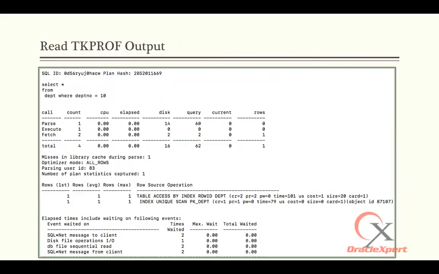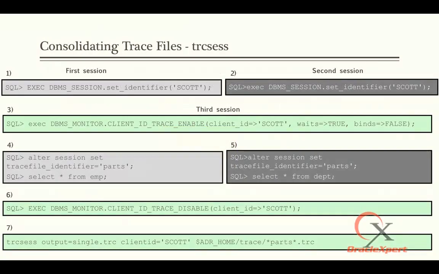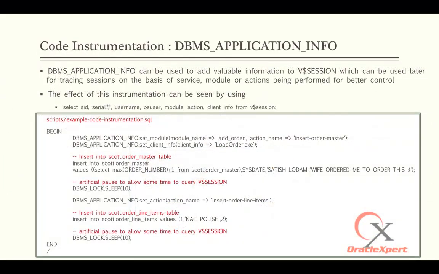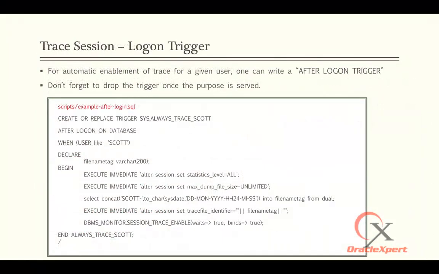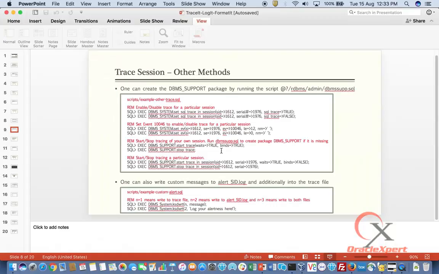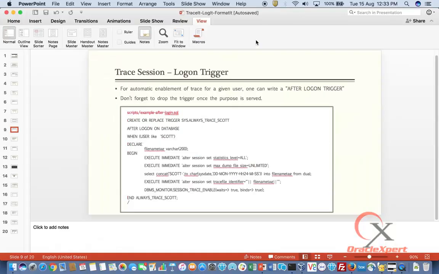Then, instead of using tkprof, how one can make use of the trace analyzer, the trca utility, how trca works with one trace file, with multiple trace files, how to install trace file analyzer, how to drop it if it is no longer required, how to run and obtain HTML reports. And that's where I would conclude in part 2.